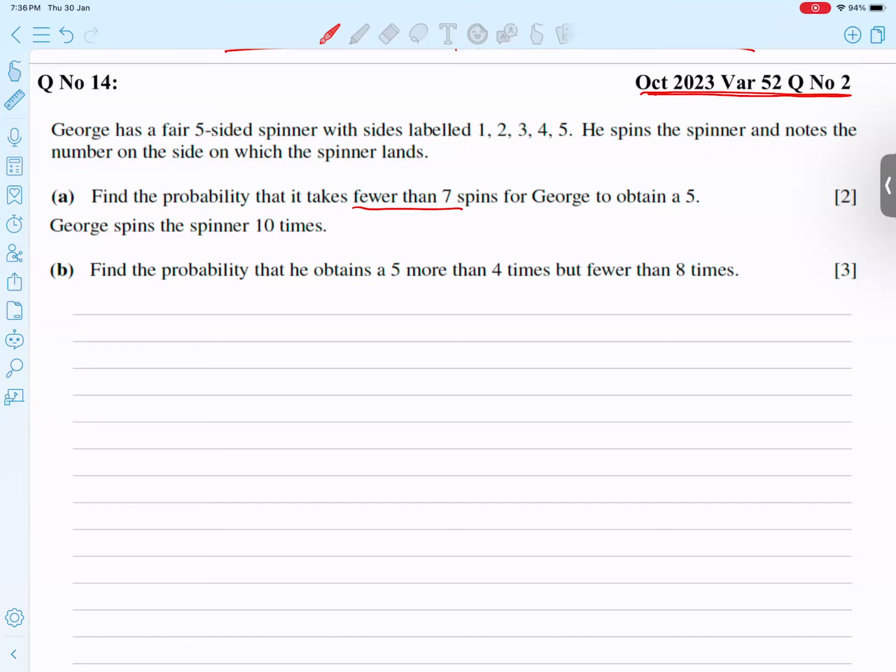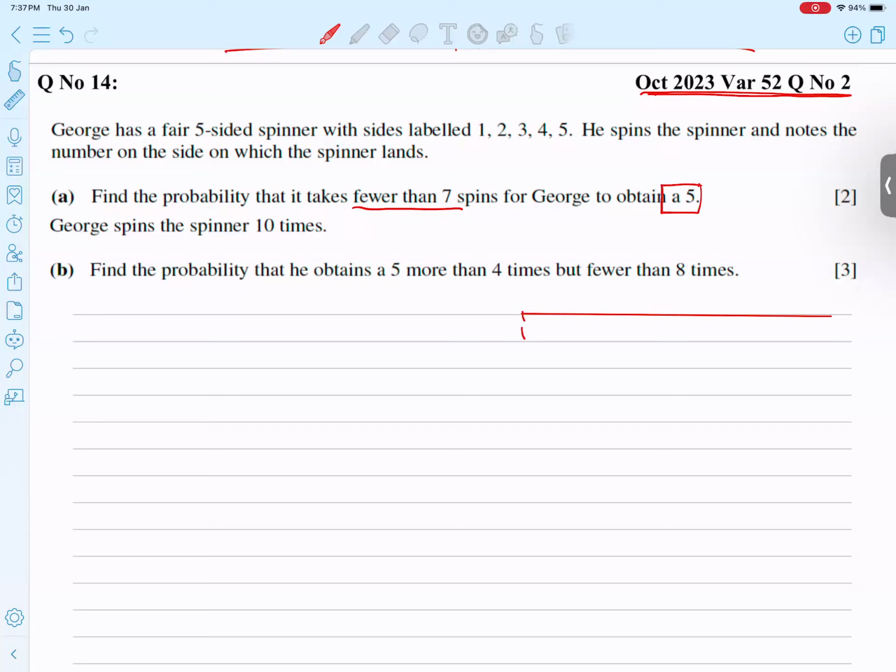So we talk about when he gets a 5. Because he said fewer than seven, how can we do the fewer than seven technique? If I show you the number line system, you will understand easily, inshallah. Actually, this is a topic of what is called geometric probability, because we obtain a 5.